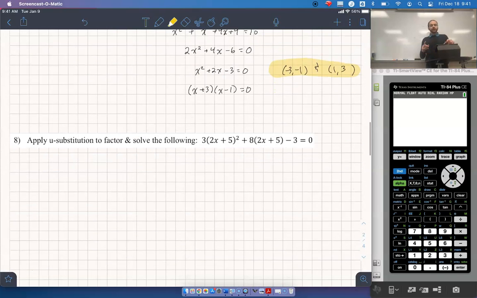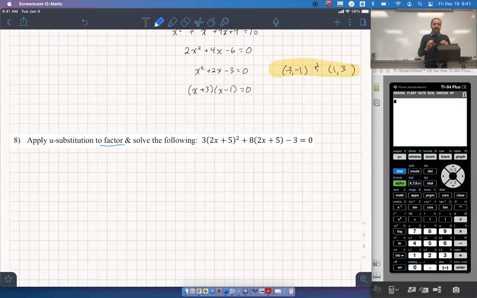So, apply U substitution to factor and solve, two parts. Blue we'll do for the factoring, and then we'll do a different color for the solving. And in this case, I take a look. That looks awful: 3 times quantity 2x plus 5 squared plus 8 times 2x plus 5 minus 3 equals 0. I don't want to factor that.